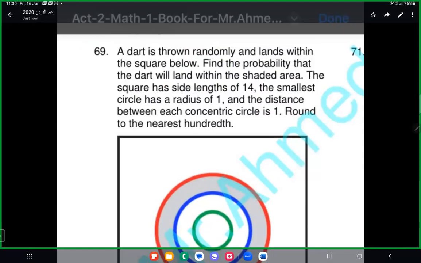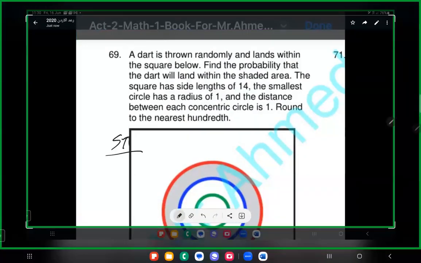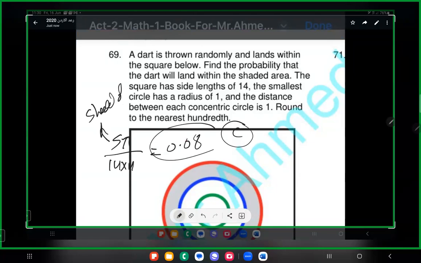Sorry. Yes, which means, guys, the 5 pi that we got a moment ago over 14 times 14. How much is that? Yes, 0.08. Choice C. So this is the shaded part of the circles, and this is the area of the square.